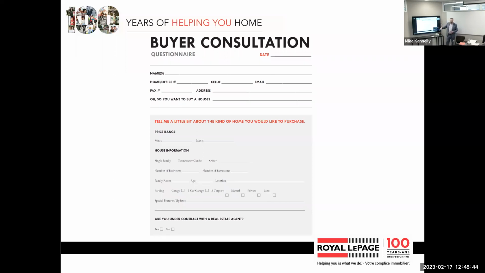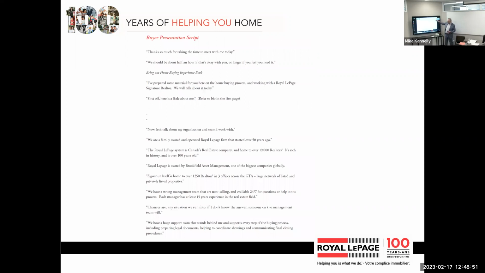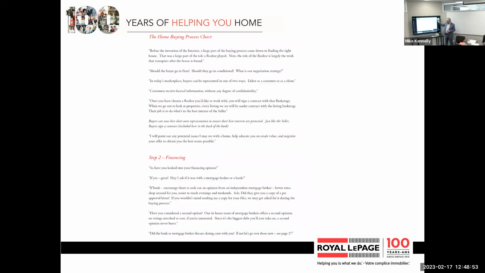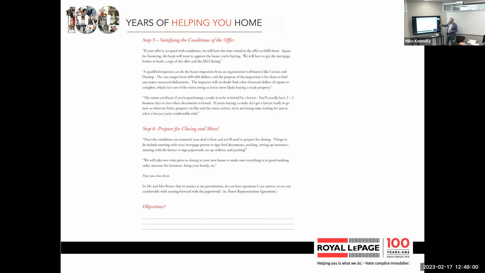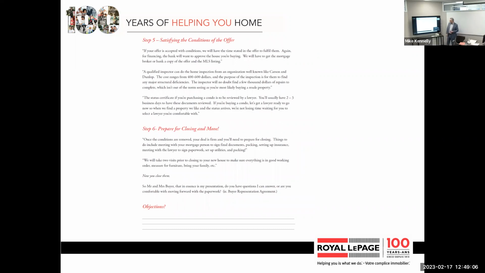This is not part of, I'm not going to talk about this, but these are examples of buyer consultation questionnaires and things like that. You have this in your workbook. There's some scripts for you to start practicing right away. The process, the financing stuff, house shopping, making the offer, conditions in the offer. So this is a kind of roadmap for you. It's in your book. We're not going to read every line of them, but this is stuff for you also to use as your homework.